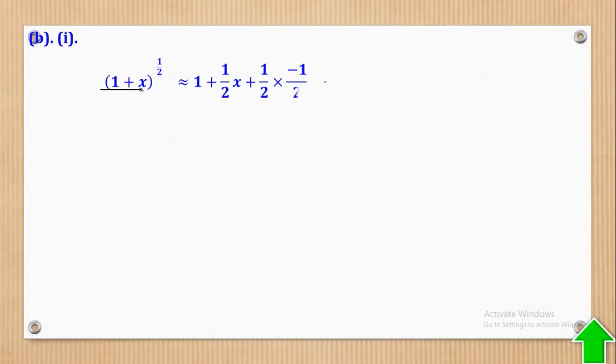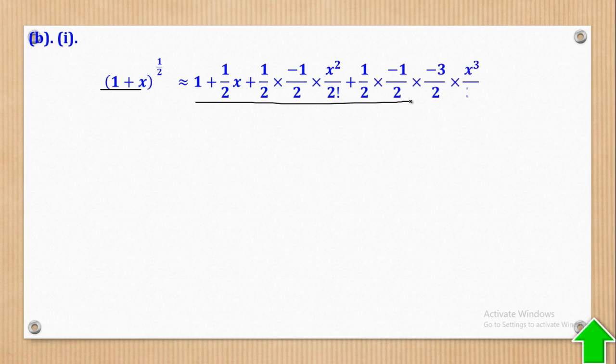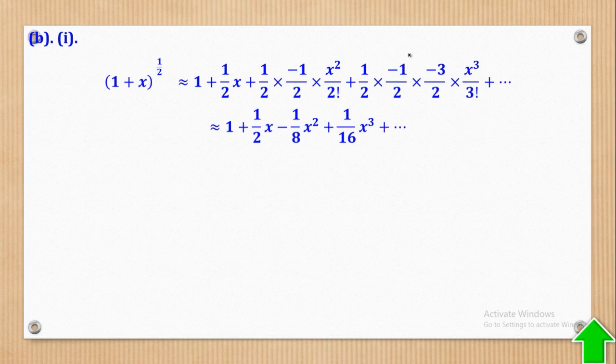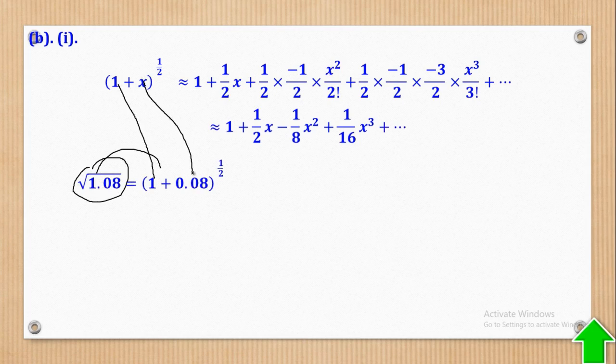So Roman 1, expanding this, we have already seen that it is equal to this, but this time they told us up to the term in x cubed, that's why you have added there this other term. So simplify, I'll come up with that. But they wanted you to use it to get this value, so this one is the same as this. And when you compare it, 1 is already here, meaning that x is equal to 0.08.